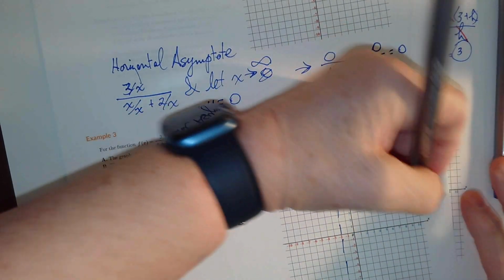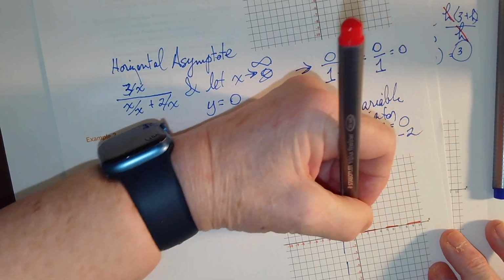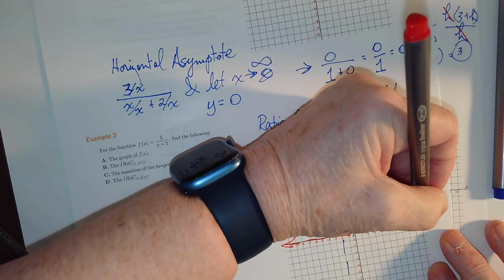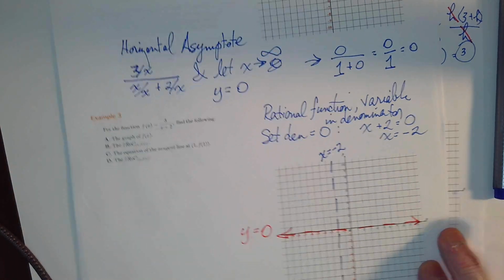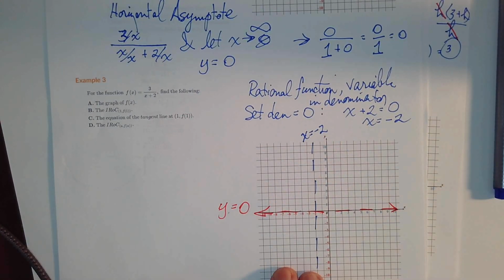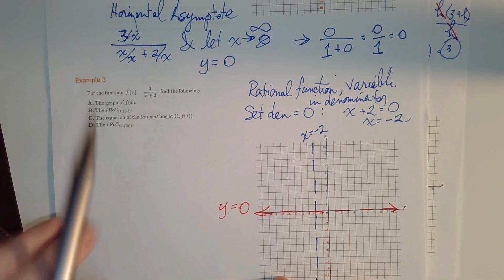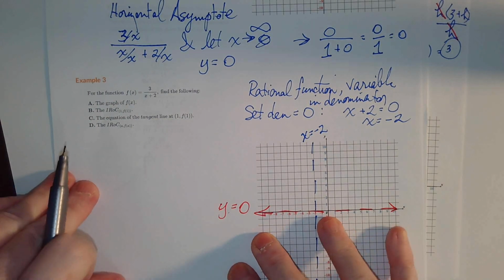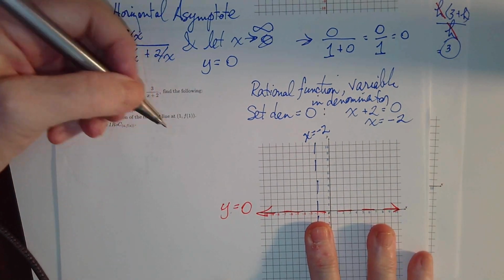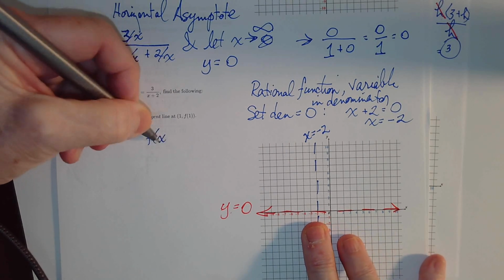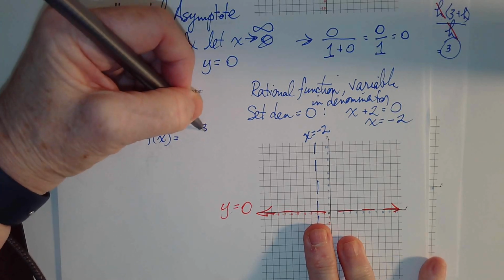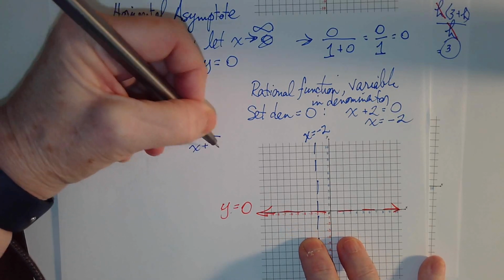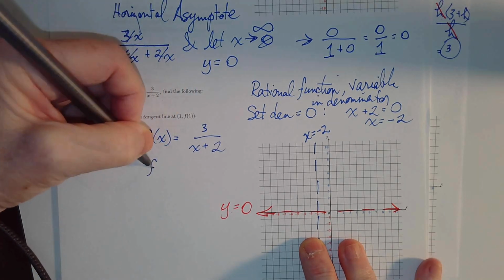Let's see. That's exactly along the x-axis. So we've got x equals -2 and y equals 0. And now it's just plug in a couple of easy values. So we have f of x is equal to 3 over x plus 2.